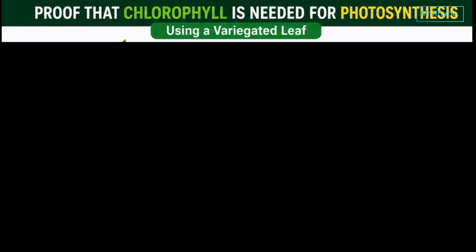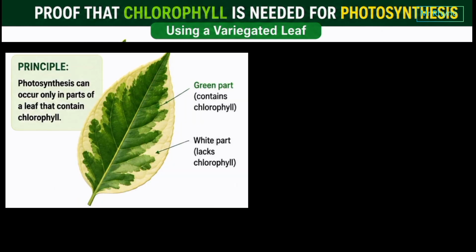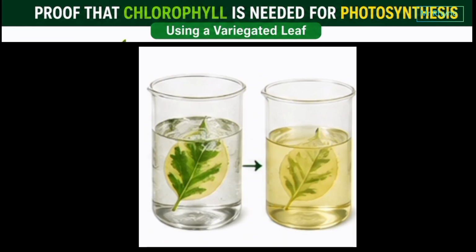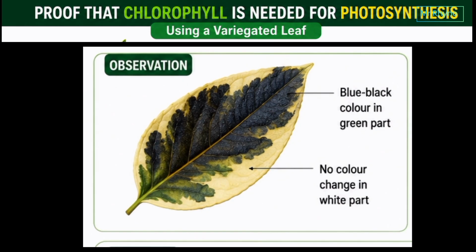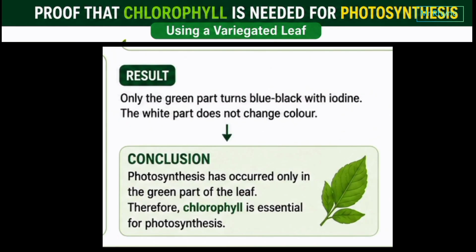Now let's look at our first activity, prove that chlorophyll is needed for photosynthesis. And we are going to use the variegated leaf experiment. Take a variegated leaf, a leaf with green and non-green yellow patches. Step 1, we boil the leaf in water to break cells. Step 2, we boil the leaf in alcohol to remove the green color, that is the chlorophyll. Step 3, we test with iodine solution. What is the result? Notice that iodine turns blue-black only on the green parts where chlorophyll was present, and this proves chlorophyll is essential for photosynthesis.